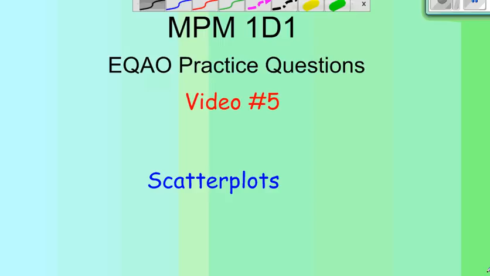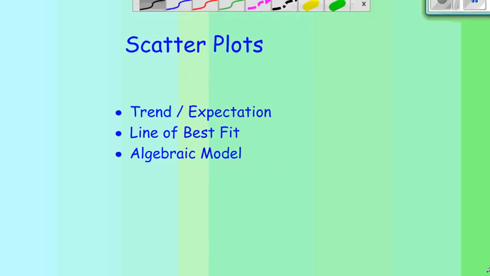It's number 5 in a series of videos where I provide a few more EQAO type questions for practice, review, and study purposes. This video we focus on scatter plots. So in the world of scatter plots, we're going to talk about finding the trend or expectation for a scatter plot, finding the line of best fit, and using an algebraic model to represent the line of best fit.